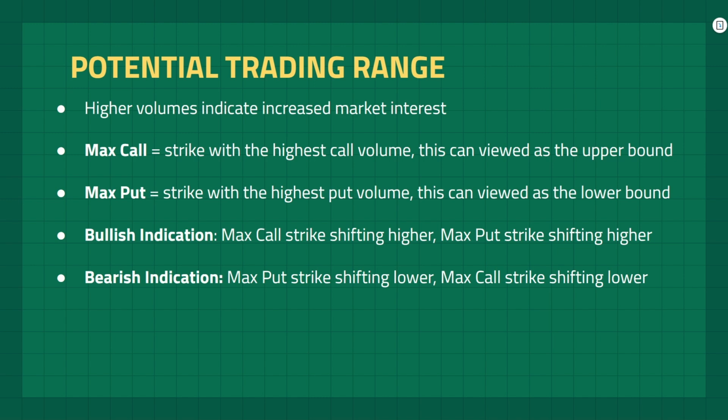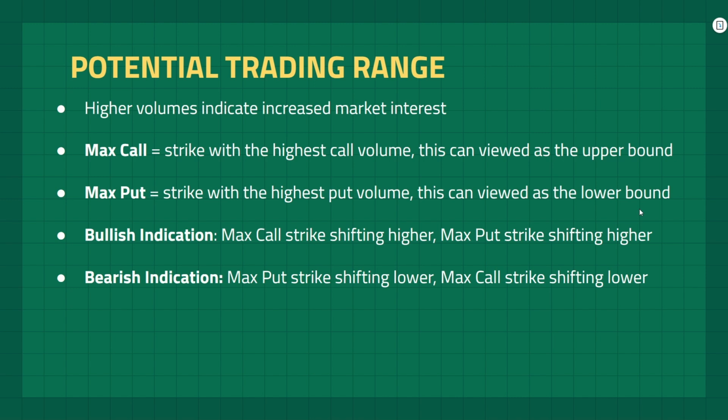Next, we want to dive deeper by analyzing volume on a per strike basis. This can help us generate a view on volatility. What we want to identify is what we call the max call strike and the max put strike. The max call strike is the strike with the highest call volume, which we view as the upper bound. The max put strike is the strike with the highest put volume and can be viewed as the lower bound.